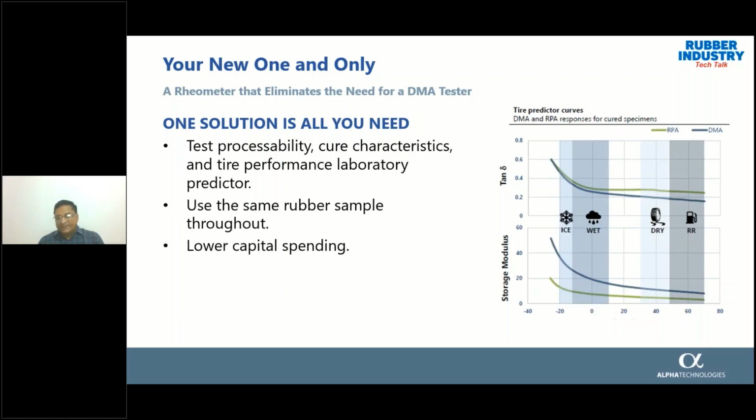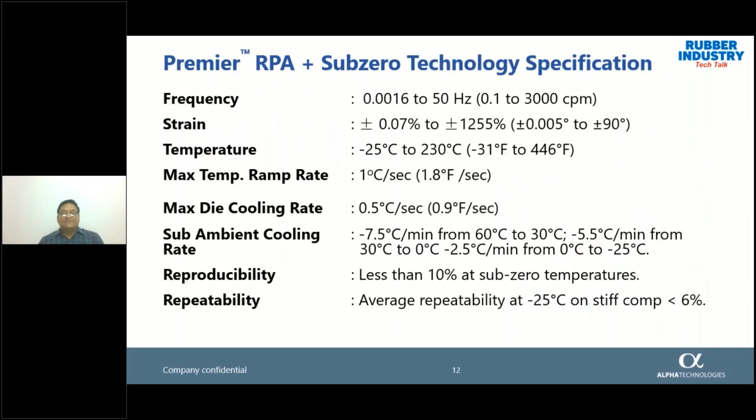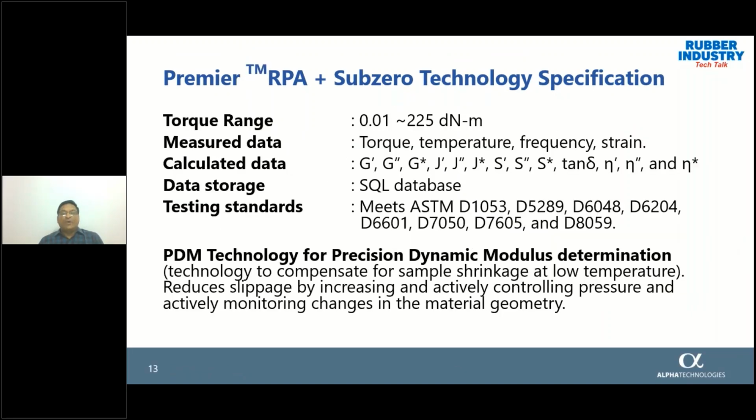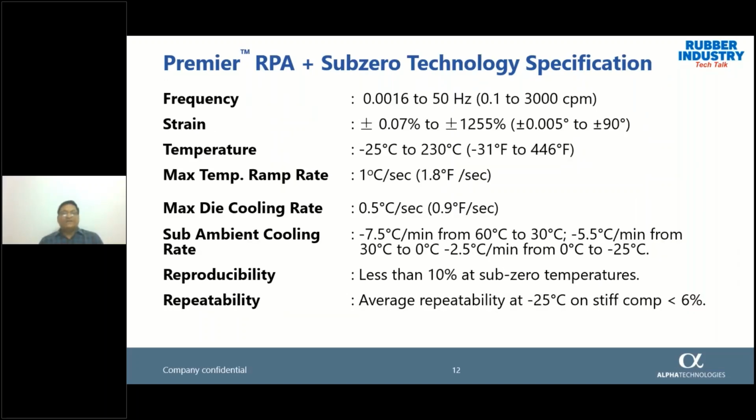Now let us take a look at the specification for RPA sub-zero technology. The frequency ranges from 0.0016 to 50 Hz. The strain ranges from 0.07% to 1255%. The temperature is from -25 to 230 degrees centigrade, and the maximum temperature ramp rate above room temperature is 1 degree centigrade per second, and the maximum die cooling rate above room temperature is 0.5 degree centigrade per second.